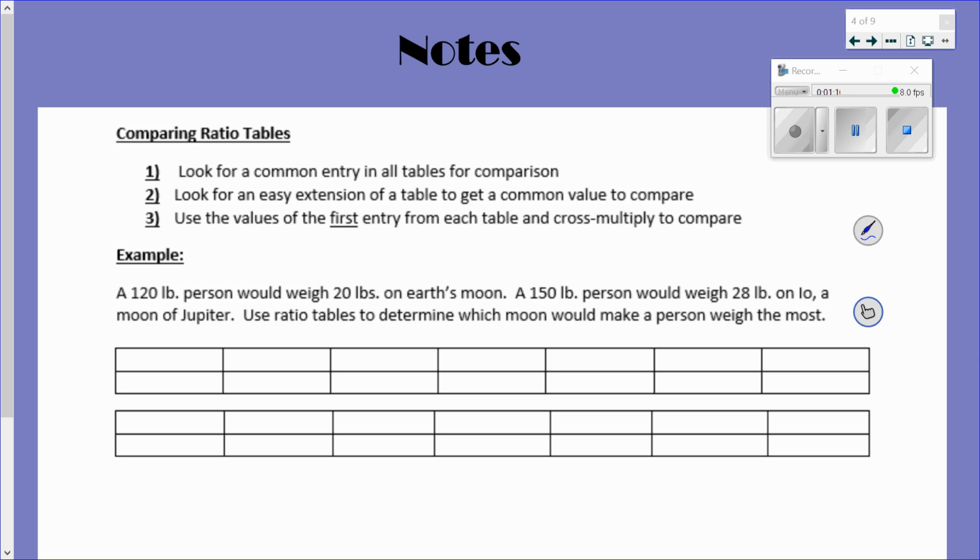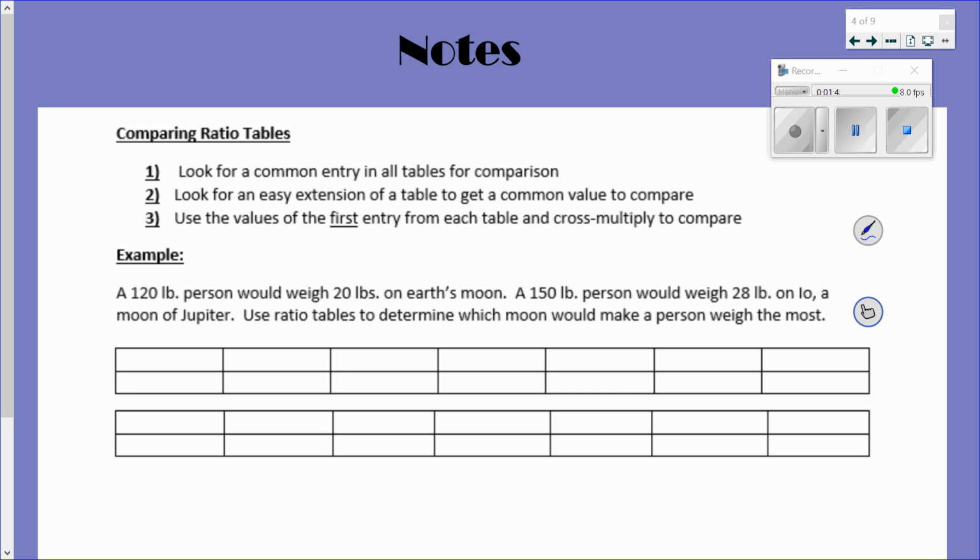Number 2, look for an easy extension. If I can see a pattern in the tables and say I don't have a common one I can do right now, but if I extended this table 1 or 2 more entries, I'd get one, go ahead and do it, because it's actually the easier way to do it. But don't just continue extending forever. There's some tables you may not ever find a common entry. So again, it's only if you're looking at it, your math spidey senses are tingling. You say, hey, I've got 1 more entry, I can get something, do it. Otherwise, go to step 3.